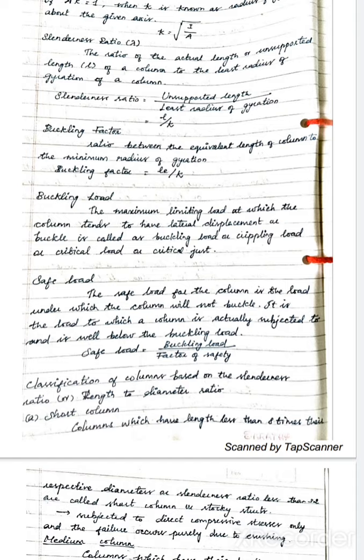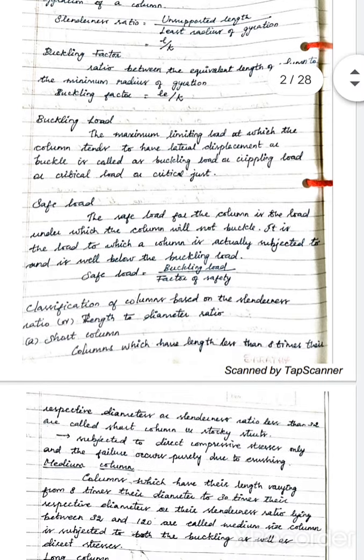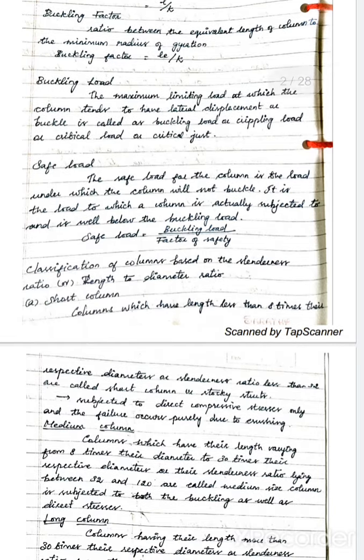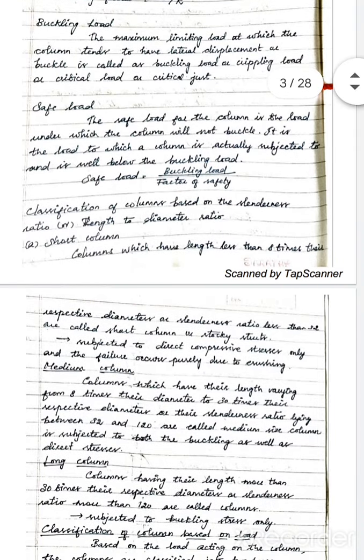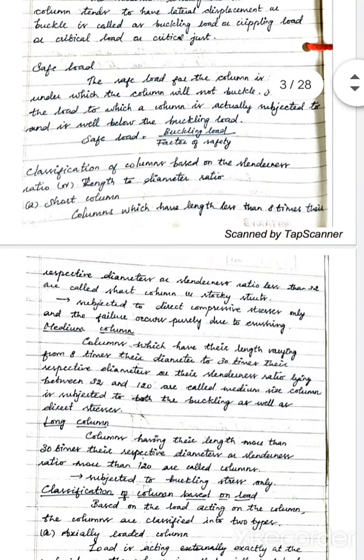Classification of column based on the slenderness ratio or length to diameter ratio. Very first one is short column. Column which have length less than 8 times their respective diameter, or slenderness ratio less than 32, is mentioned as short column or stocky struts. It is subjected to direct compressive stress only, and the failure occurs purely due to crushing.